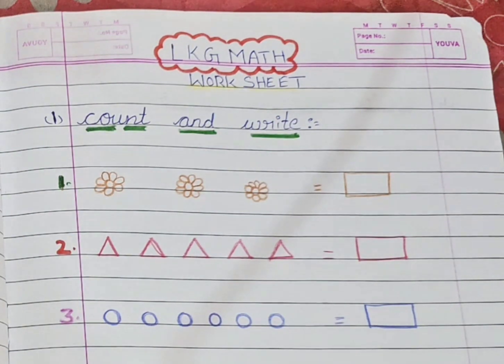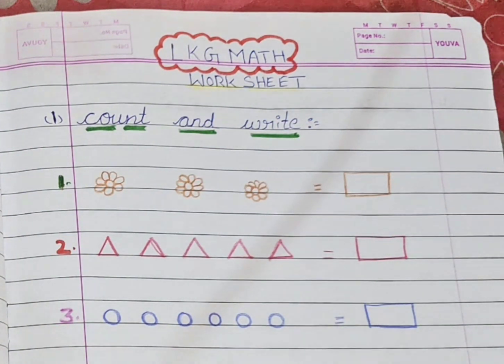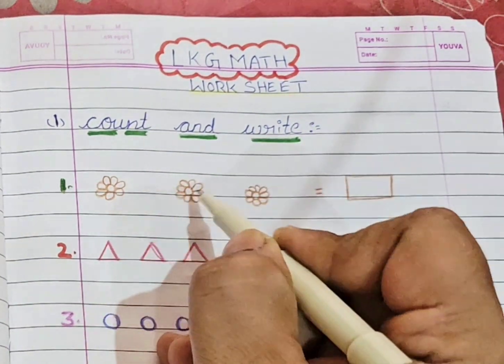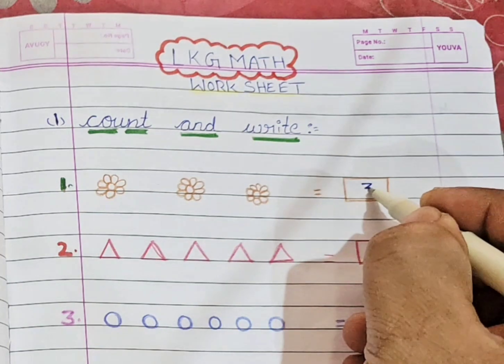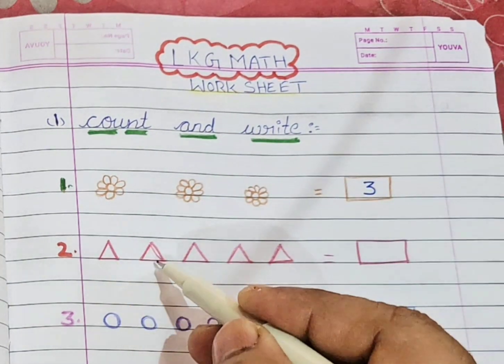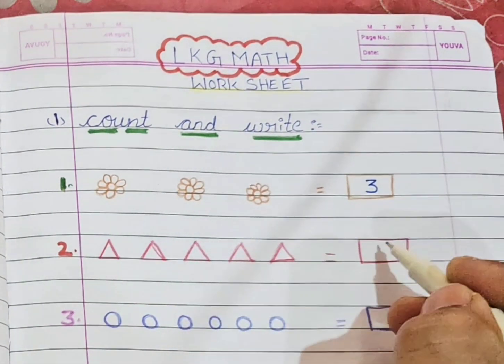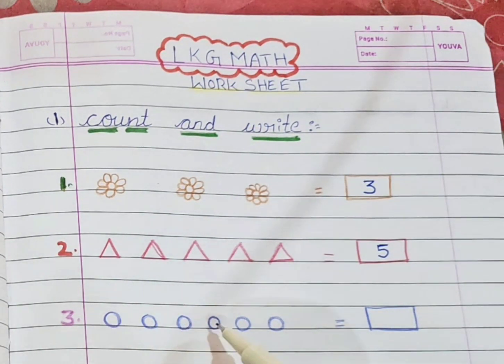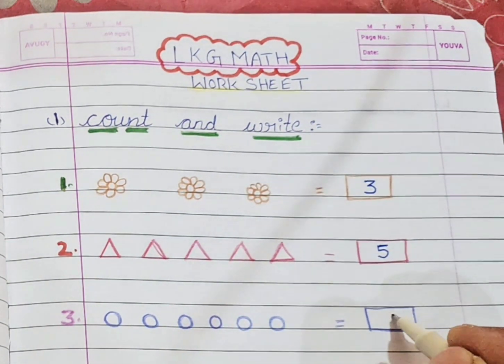Today we will discuss the LKG maths worksheet. So here, count and write the number. 1, 2, 3. 1, 2, 3, 4, 5. 1, 2, 3, 4, 5, 6.